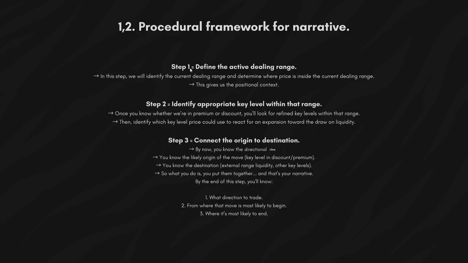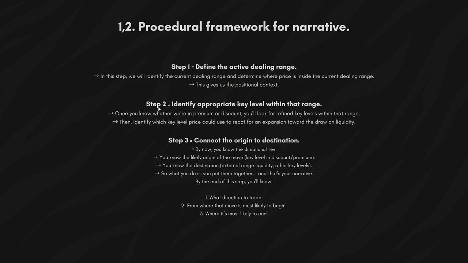Number one, we define the active dealing range. The very first thing that we do is identify the most recent and most relevant expansion swing, and we define that expansion swing into a dealing range. Okay, and then we look at price action and see where price is sitting within that dealing range. Is it in premium or discount? Has it moved out of a previous dealing range and entered a new one? This is important because it gives us a positional context regarding price action.